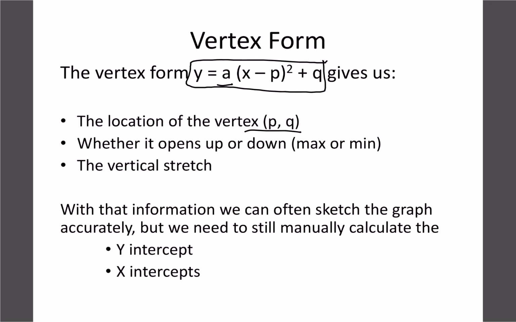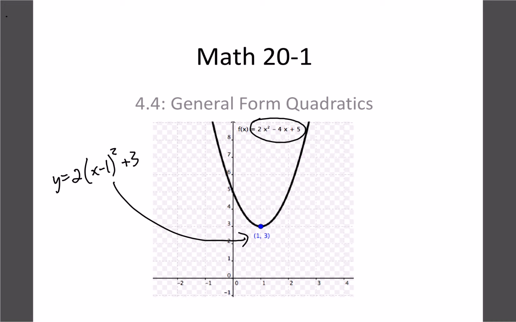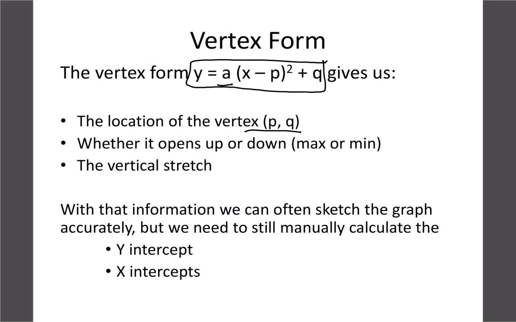Let's do the one that's on the previous page. So that was 2(x - 1)² + 3. From that we know our vertex is at (1, 3). We know we have an A equals 2, which means it opens up and it's going to be a minimum. And that's about all we know. We don't know the x-intercepts or y-intercepts, but we could figure them out.